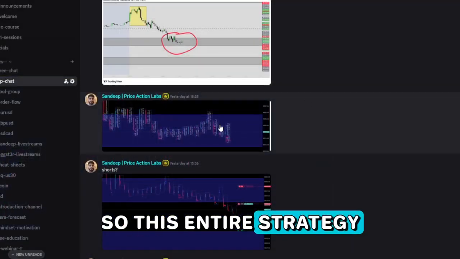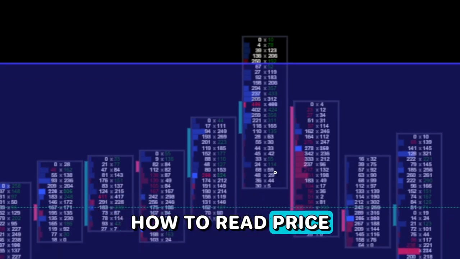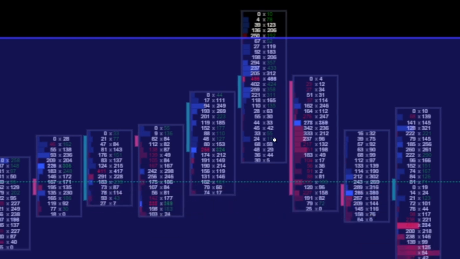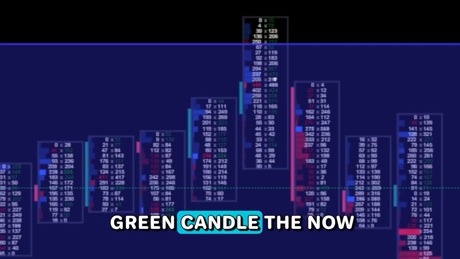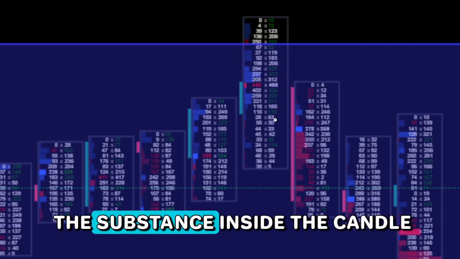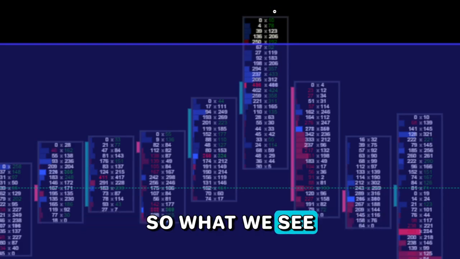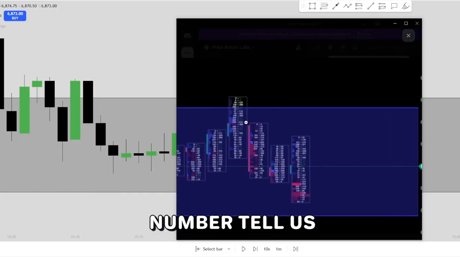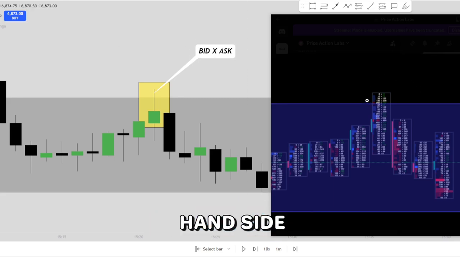So this entire strategy is dependent on two things. You have the right level and you know how to read price action correctly inside of that level. These are the only two things that you need. So if we just take a look at this candle over here, what do you see specifically? Inside of this green candle, the shape or type of the candle doesn't really matter. You want to focus on the substance inside the candle, specifically this top half, because this is where we have all the substance. What we see here is a left number and a right number. What do they tell us? They tell us the bid and the ask respectively. This is the bid on the left hand side, this is the ask.